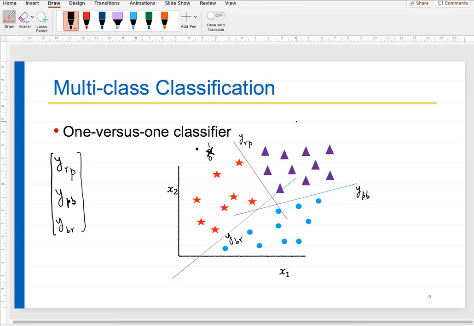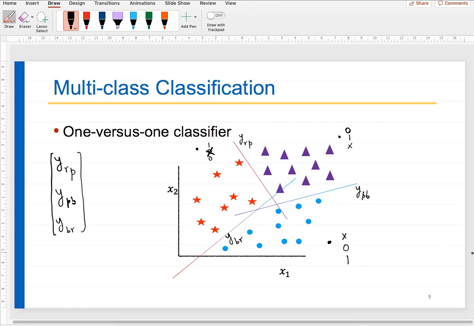How does it know that? Okay, we'll come back to this point. Let us first discuss these 3 regions. So what is the value here? Y red purple will be 0 for sure. Y purple blue will be 1 for sure. And Y blue red will be anything, right? What if the point is here? Then red purple will be anything, purple blue will be 0, and blue red will be 1, right?